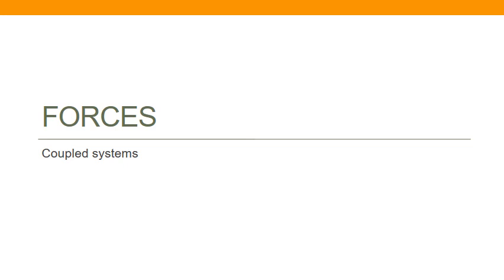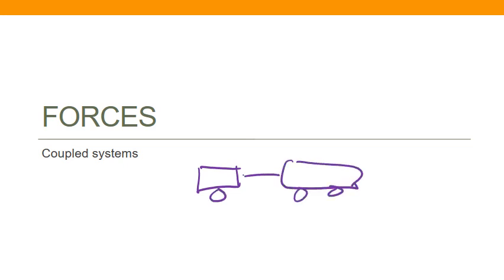There are lots of situations where we might have more than one object in a system that we're going to try and use Newton's laws to analyze. For example, we might have a trailer being pulled by a car, or another example might be, say, a box in the back of a truck.